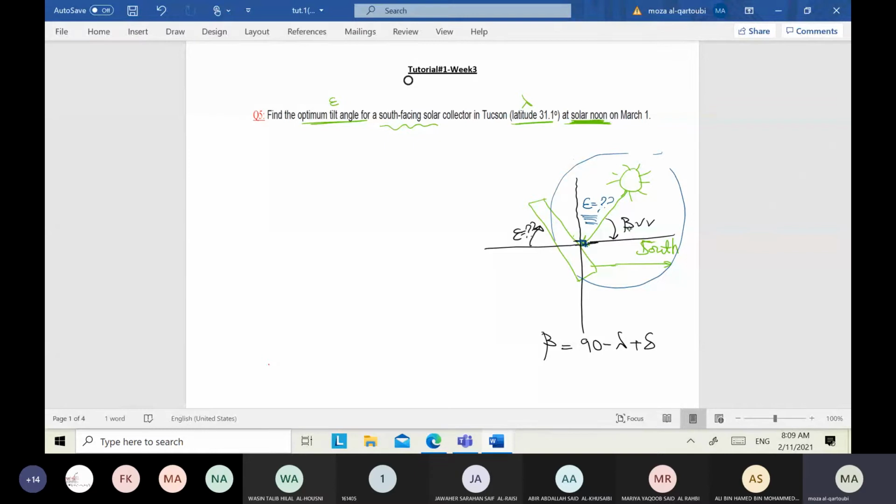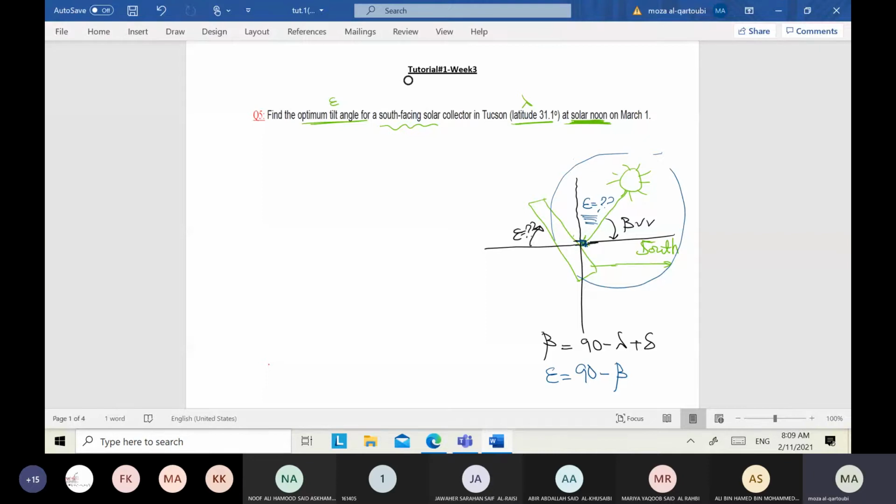So if we have beta and we know this angle between the vertical and horizontal equals 90, epsilon will be 90 minus beta. Okay, so 90 minus beta. So this is the idea to find the optimum tilt angle.